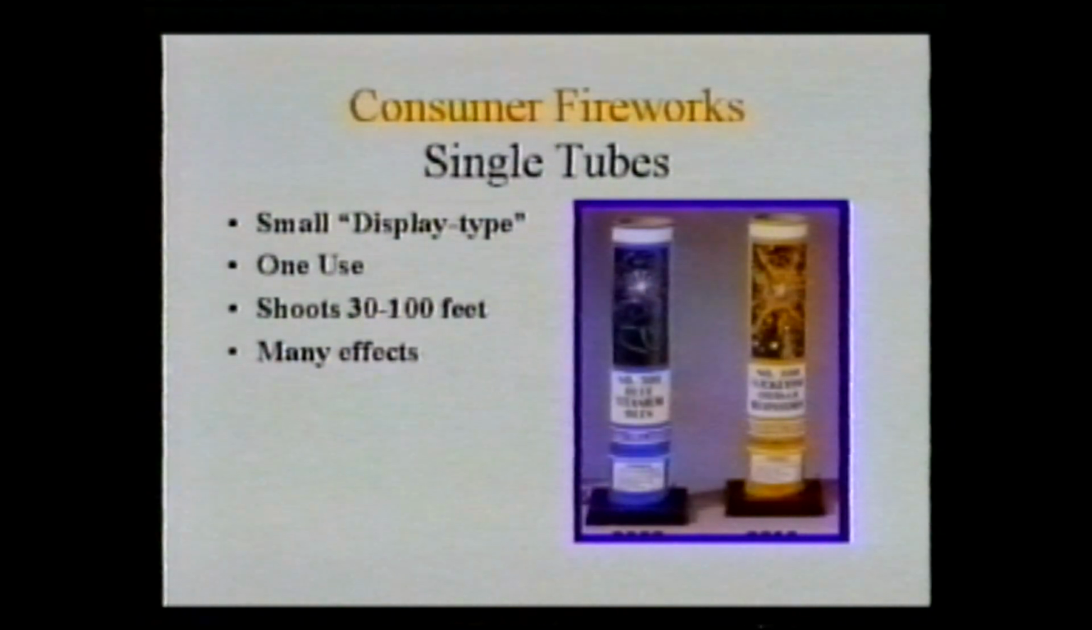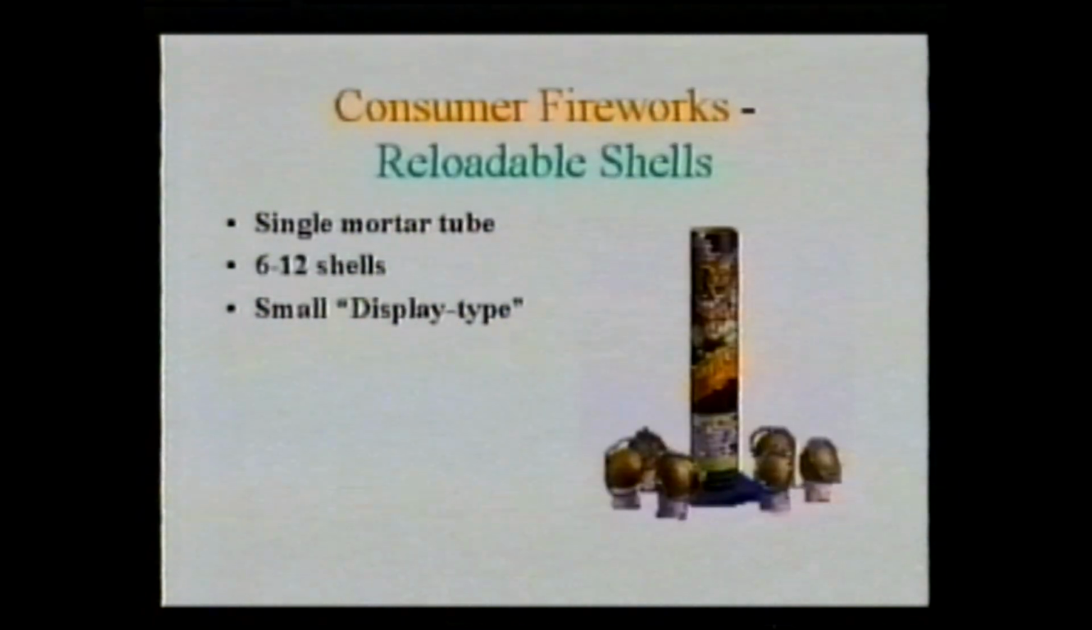All aerials are illegal in Michigan, as are all spinners. Spinners are simply materials that spin on the ground and are not designed to rise into the air. The next type of consumer firework are the single tubes. These are very small display type fireworks. They are simply for one use. They shoot an effect quite high into the air, actually, and there are many different types that you can find in those states where they are legal.